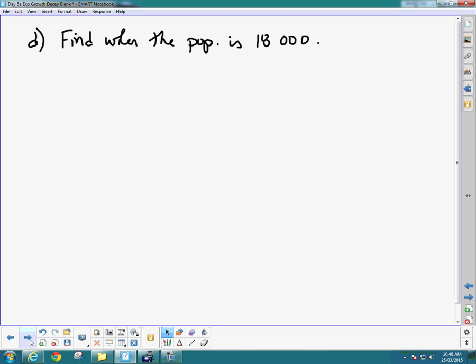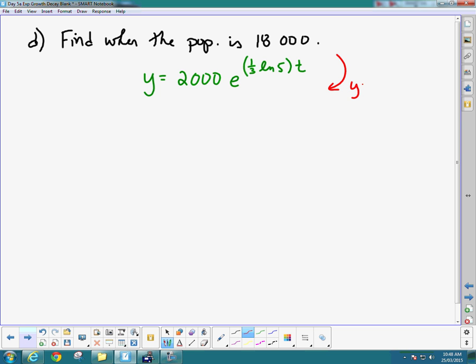And the last one, not calculus, just going backwards now. If I said, what's the population, or when is the population 18,000? So using the same original equation that we solved, except now instead of subbing in a time, we're going to sub in a value. So we're going to sub in 18,000 in for y. I'm going to do this relatively quickly because this video is getting pretty long and we might run out of data space.